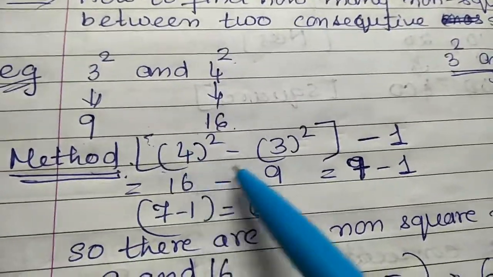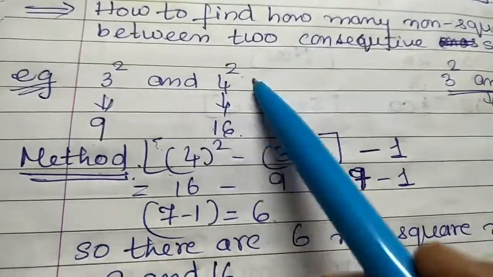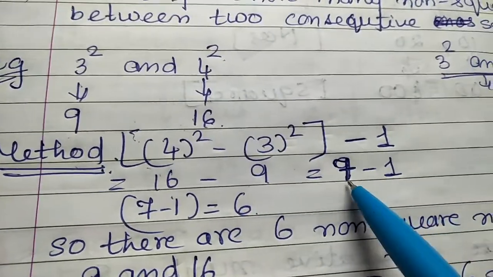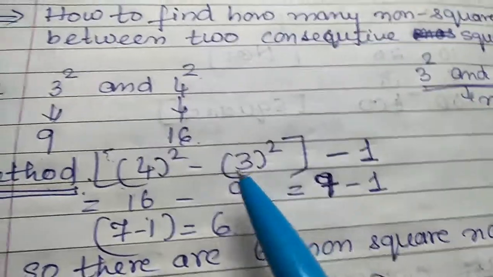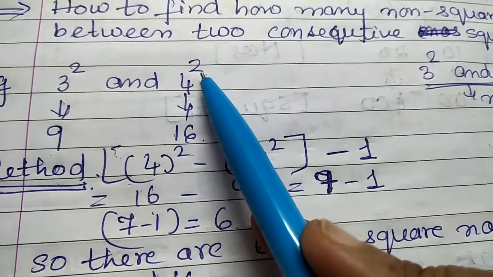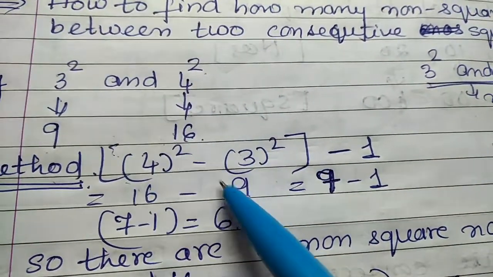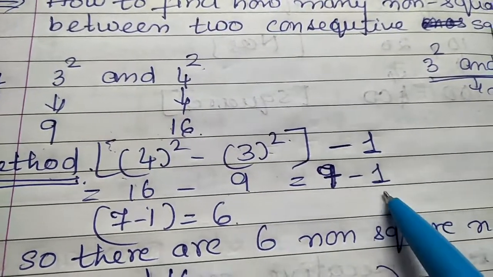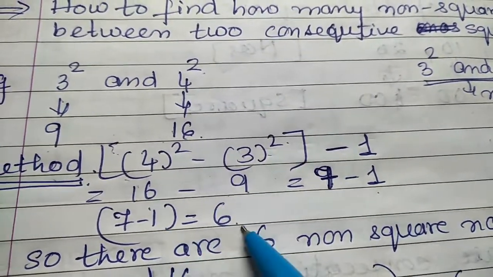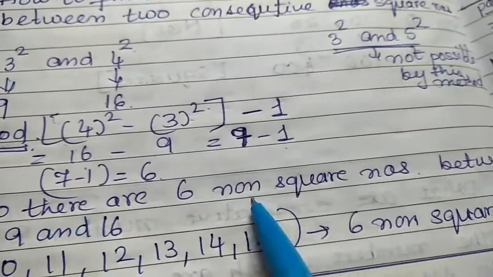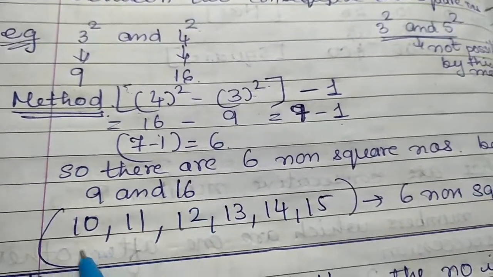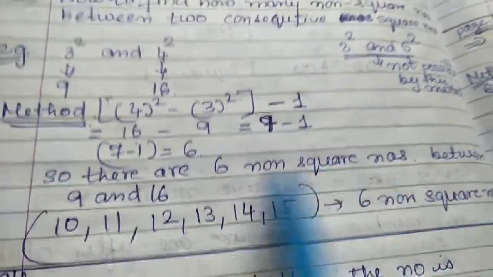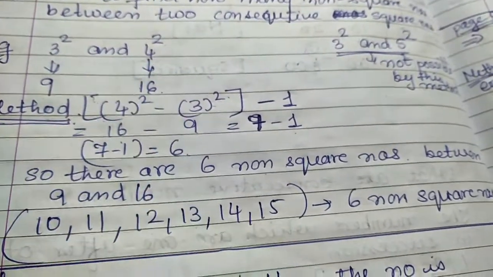Now the method is this. 4 square is 16, 3 square is 9, so 16 minus 9 will give you 7. So the method is: second square minus the first square, and then whatever answer comes you have to subtract 1 from that. So 7 minus 1 you get 6. So there are 6 non-square numbers between 9 and 16: 10, 11, 12, 13, 14, 15. So 6 numbers between 3 square and 4 square.